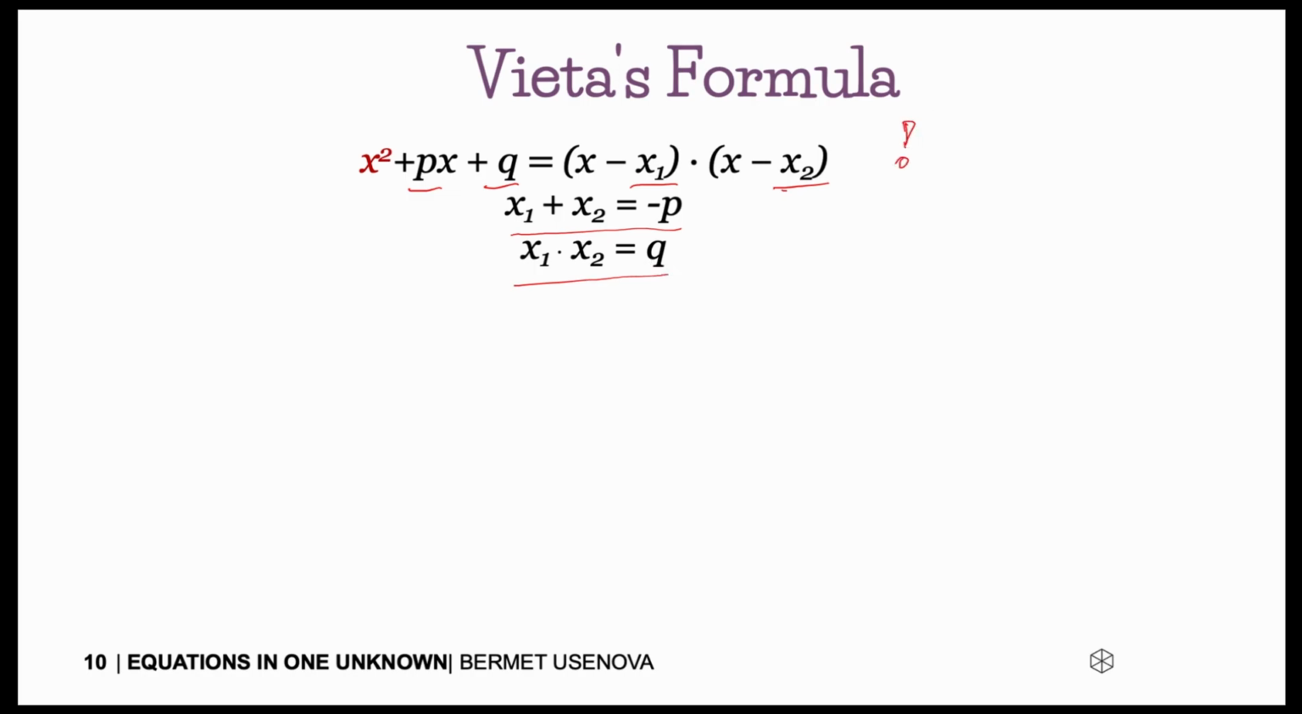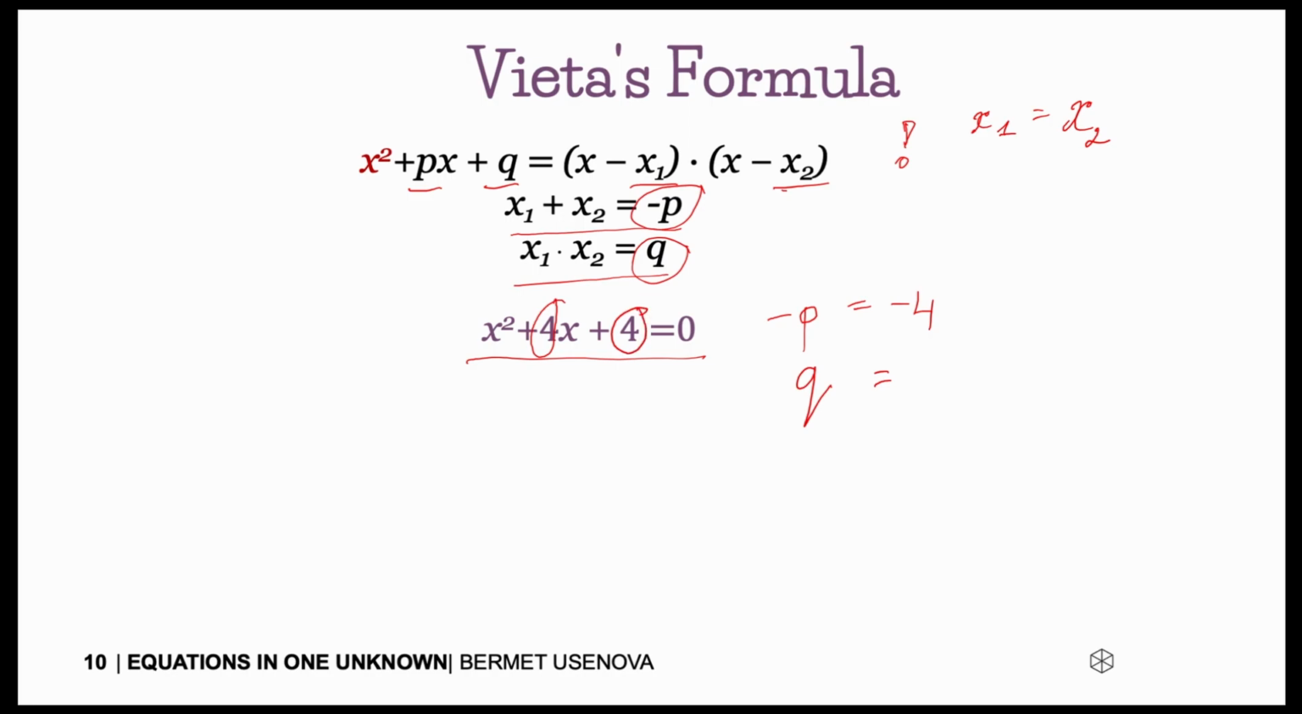Important remark: if a quadratic equation only has one solution, which is x1, then we let x1 be equal to x2. So if we have the following quadratic equation, x squared plus 4x plus 4 equals 0, we need to find minus p and q of this equation. Minus p will be, if p is 4, then minus p is minus 4. And q equals 4 here.